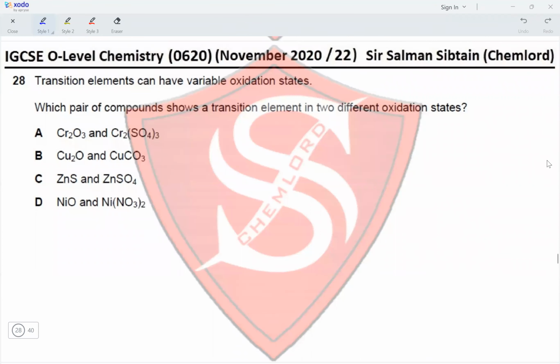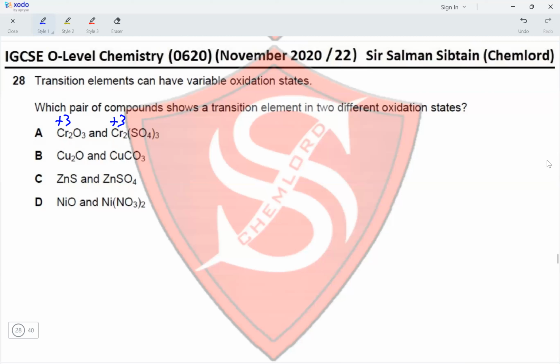Question 28. Transition elements can have variable oxidation states. Which pair of compounds show a transition element in two different oxidation states? In Cr2O3, we have a 2 negative charge on oxide, so a total of 6 negative. So 6 negative charge on two chromium atoms would form a charge of +3. And in Cr2(SO4)3, it is the same situation. Sulfate has a 2 negative charge, so a total charge of -6, and to balance that, Cr will have a charge of +3. So chromium has the same oxidation state in both the compounds.